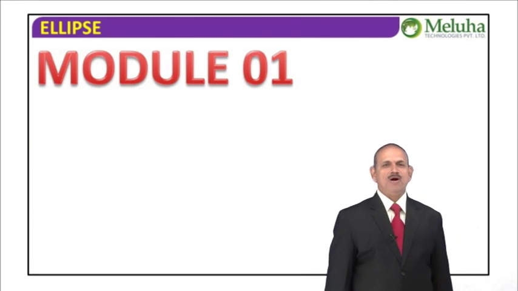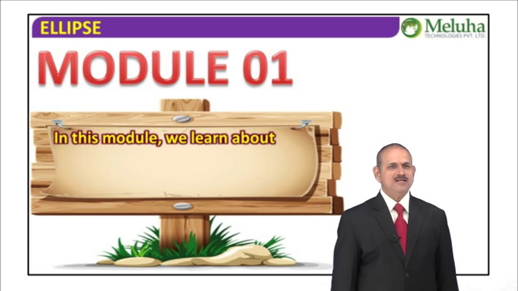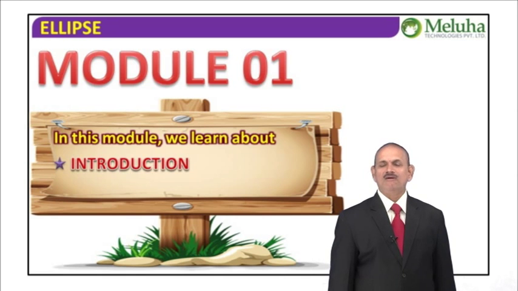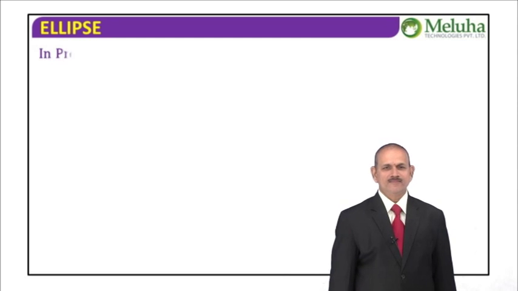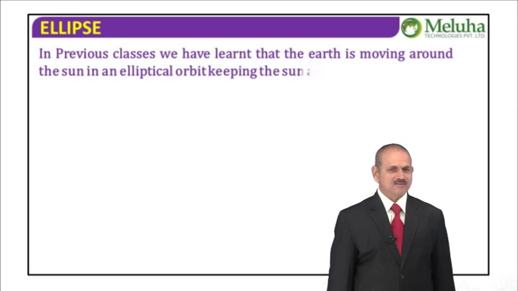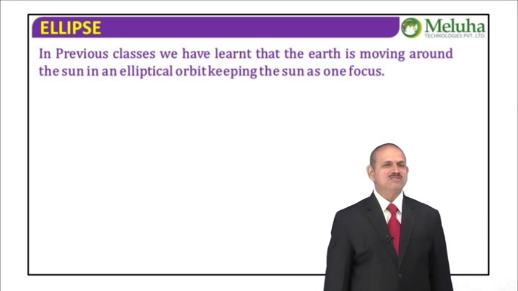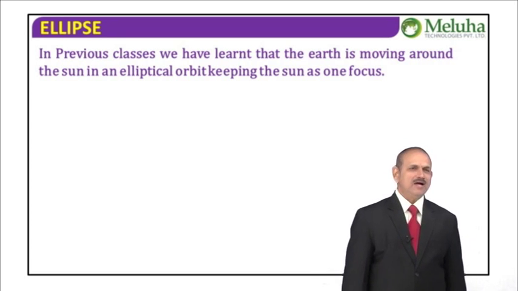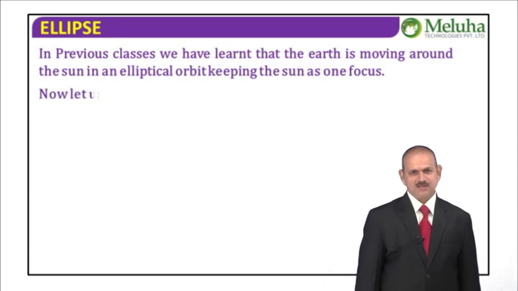Ellipse, Module 1. In this module, we'll learn and discuss the introductory part, or rather the introduction about ellipse. In previous classes, we have learnt that Earth moves around the Sun in an elliptical orbit, keeping the Sun at one of the foci, or rather as one focus.